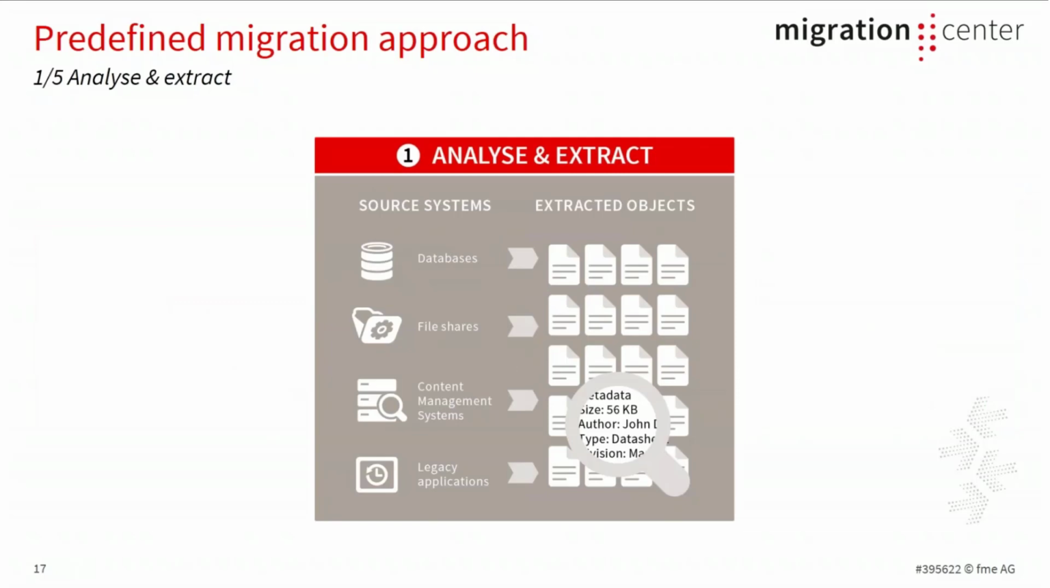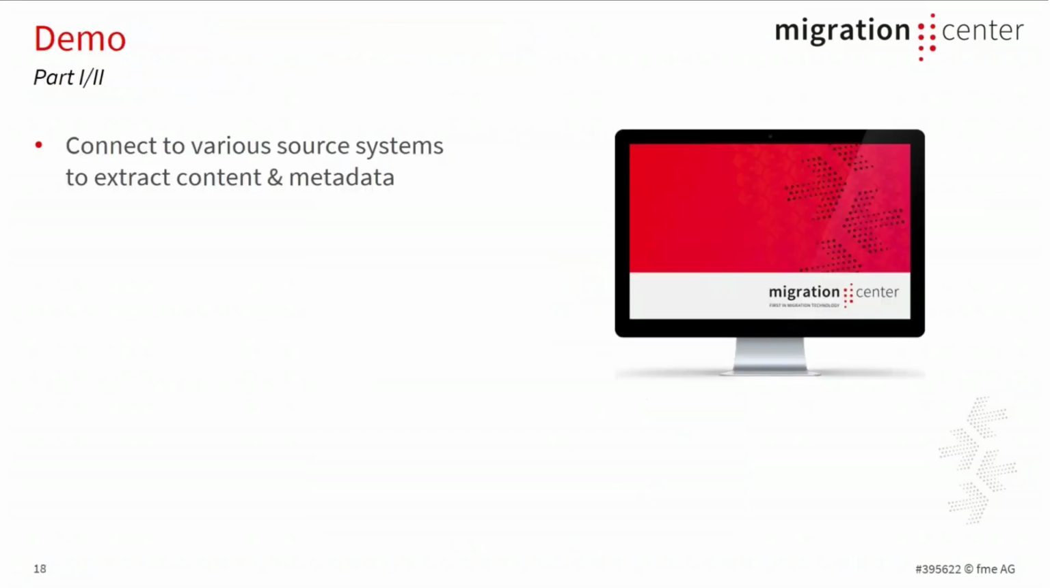So we start with the analyze and extract phase. I already told you most of it. So we connect to a source system. We extract the data, the content on a file store, and the metadata into the database. Those source systems can be various. So we can also scan databases, file shares, and of course content management systems. And then we have the data in Migration Center ready for the analyze, let's say. So with that, we jump into the demo.